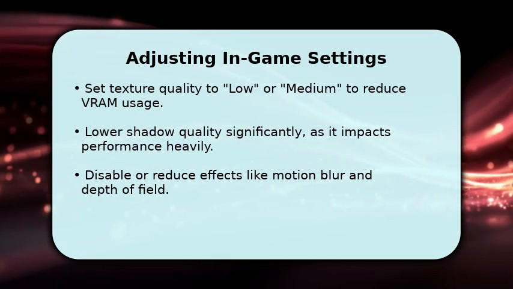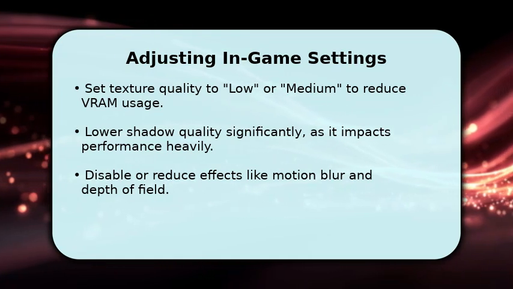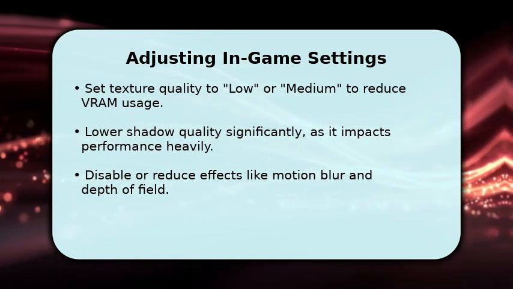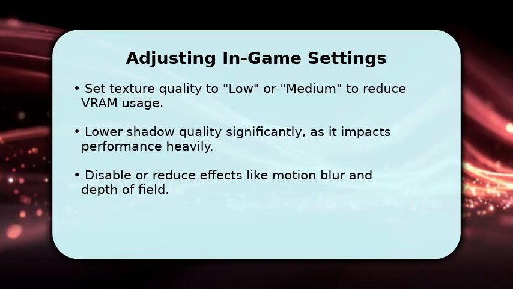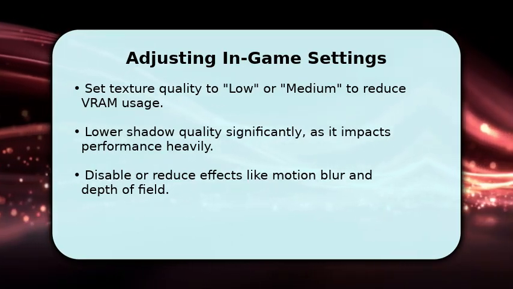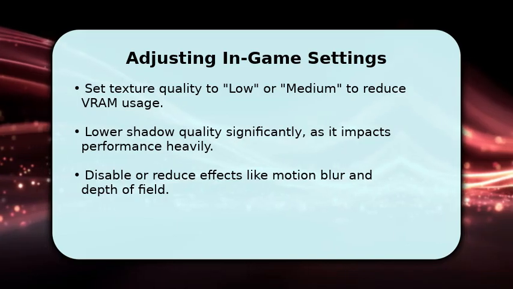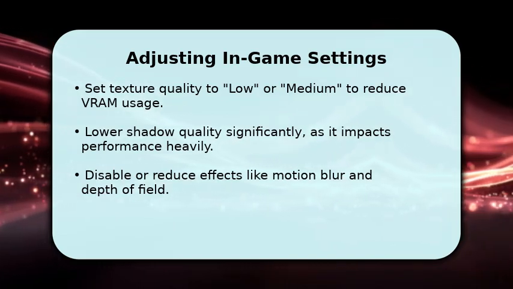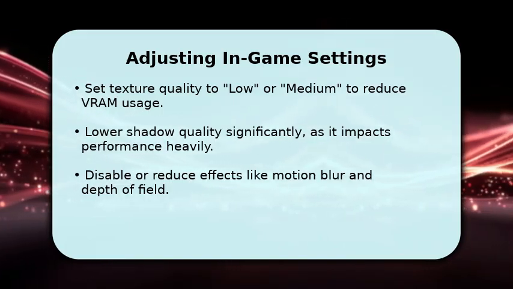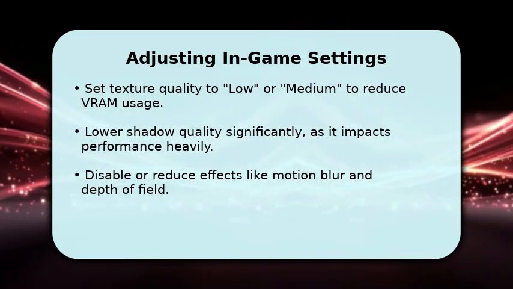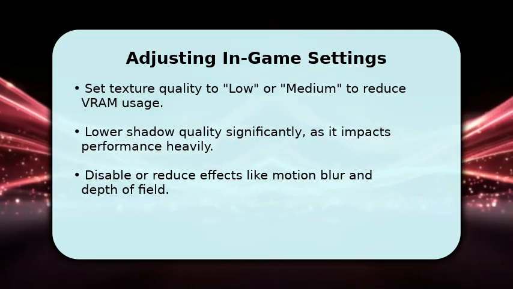Next, we dive into Elden Ring's in-game graphics settings. Start by setting texture quality to low or medium to save video memory. Shadows are very demanding, so reduce their quality drastically. Turn off or minimize effects like motion blur and depth of field. For a significant boost, try resolution scaling at 80 or 90%. It makes a big difference with minimal visual impact.